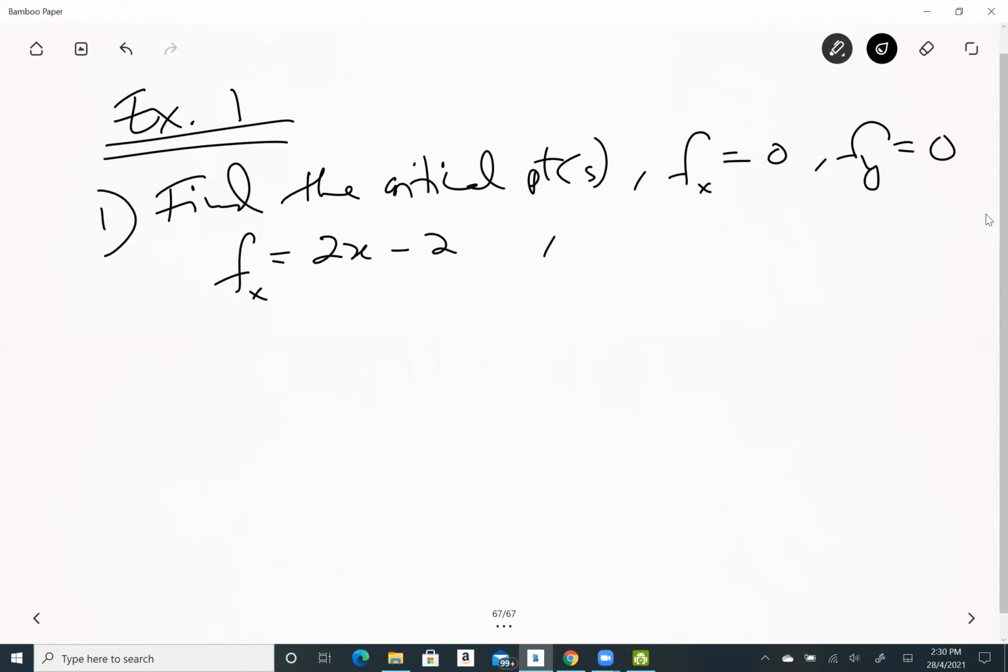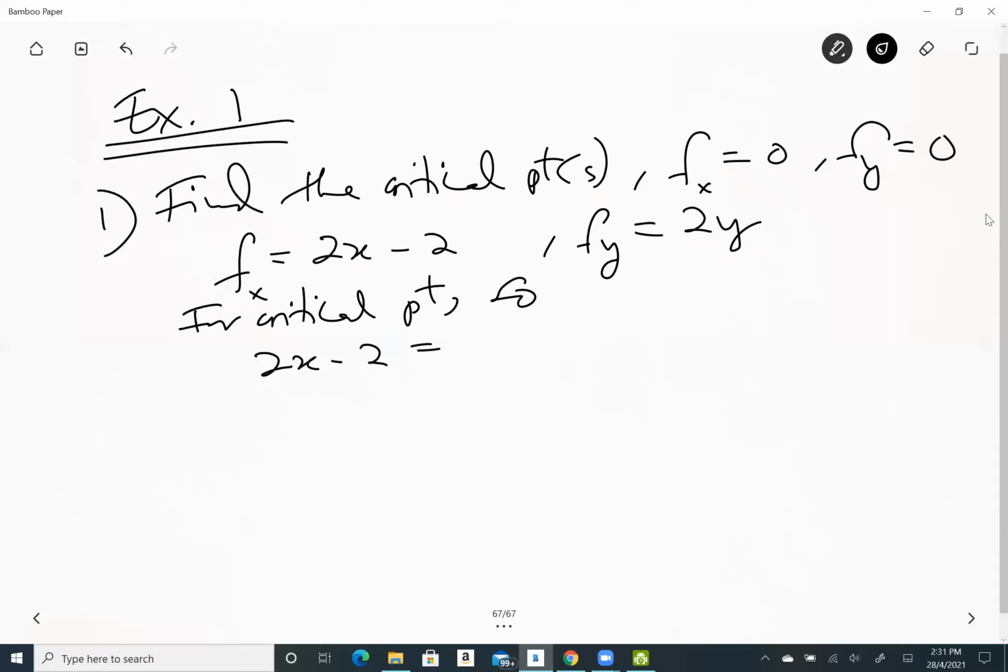And then you have fy, take the derivative with respect to y. There is only one term in y, that is y squared. So you got 2y. So these are the first partials, fx, fy. So now what you do, you set them equal to 0. So for critical point, where you need those to be 0, what we have is 2x minus 2 equals 0. Call it number 1. And then you have 2y equal 0. Call it number 2.